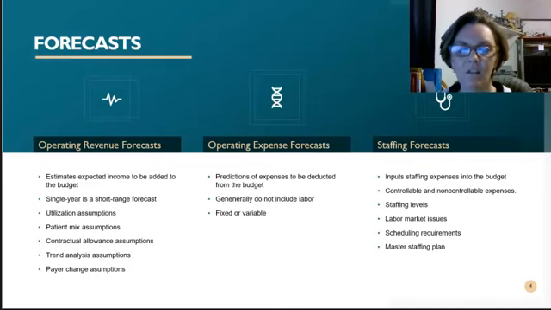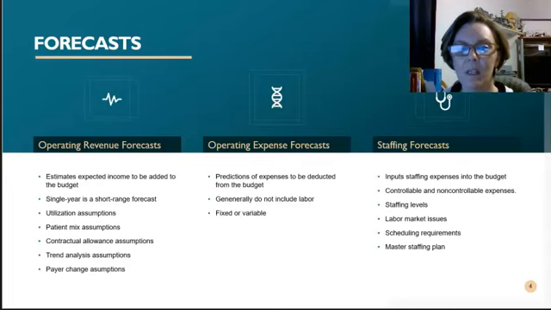A single year forecast is generally created. It can include assumptions when determining the expected revenue and will include areas such as utilization, patient mix, contractual allowance, trend analysis, and payer change. We will discuss these in more detail in a few minutes.